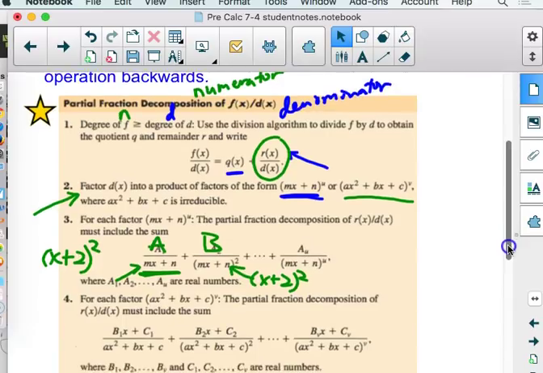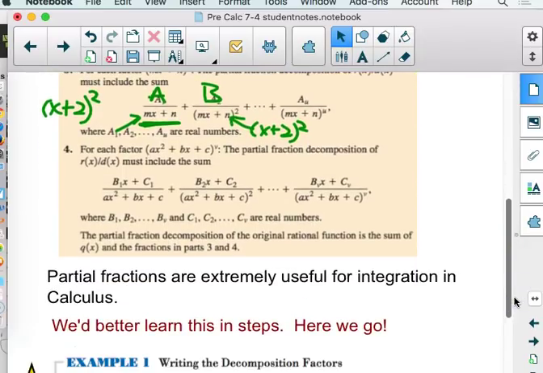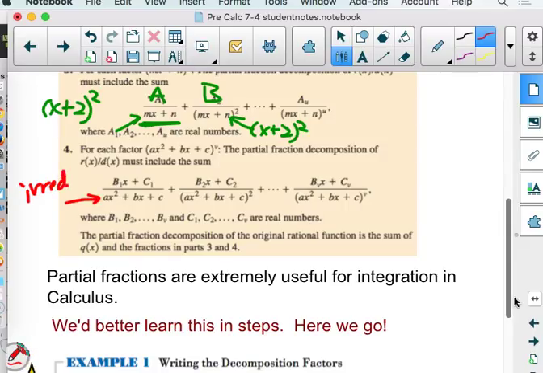And then for number 4, it says, for each factor that we have that's quadratic and irreducible, the partial fraction decomposition of that remainder must include the sum. And here's the really big deal. We have to remember that these must be irreducible quadratics. If we can factor them, we're going to continue to factor them, and we're going to get some linear factors and work with it that way. So this would be our sum.